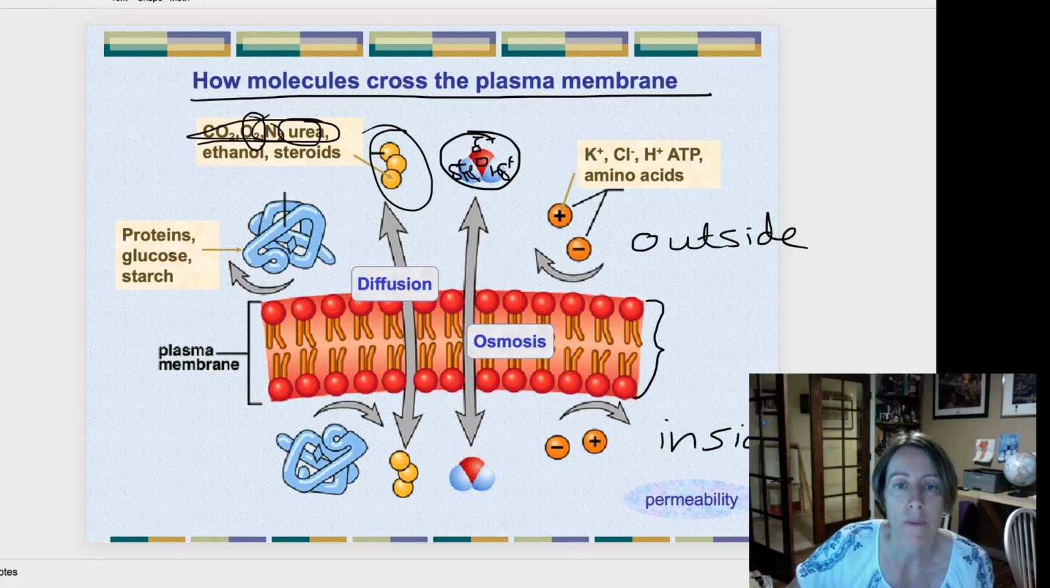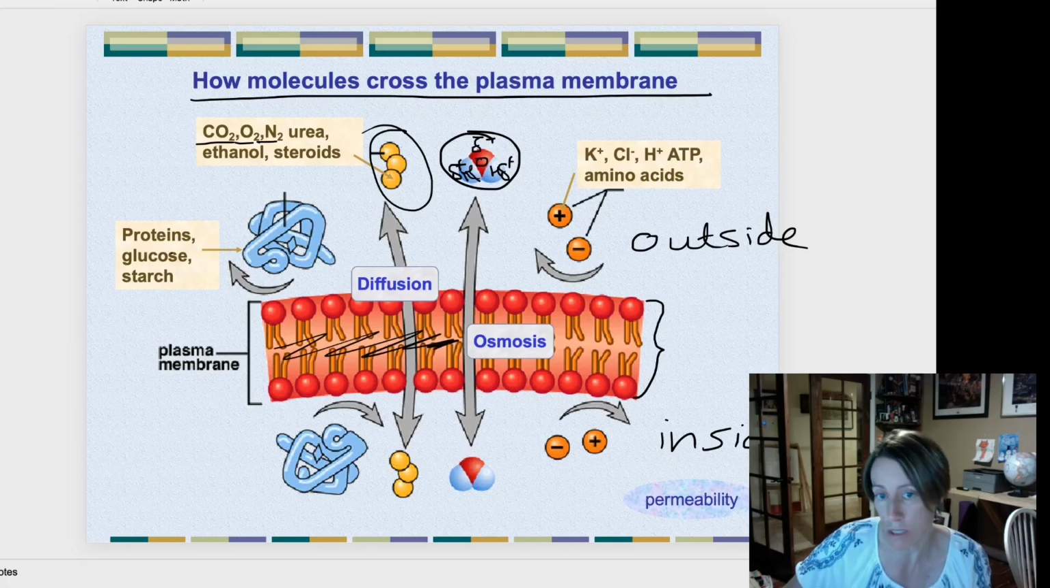Now, the first 3, CO2, oxygen, and nitrogen, these aren't charged. They're non-polar. So because they're non-polar, they're already hydrophobic. And so this area here is not a barrier. They're quite happy being in here. So they can wiggle through into here. They're not repelled, and they can wiggle out the other side. So those molecules can move through.